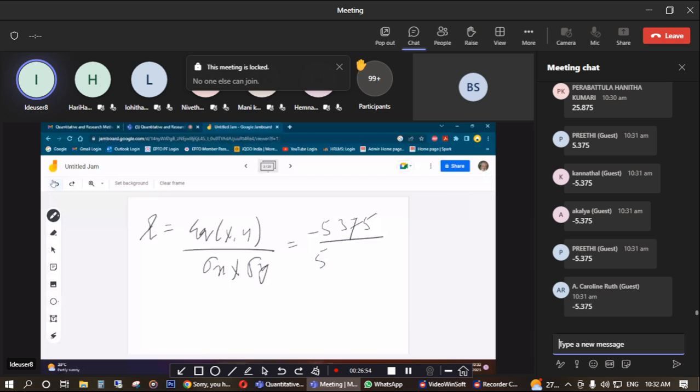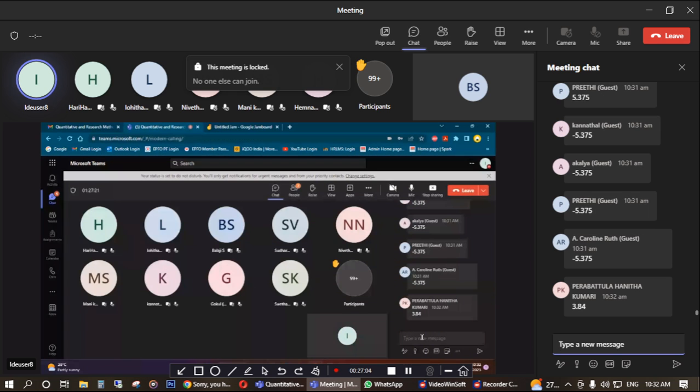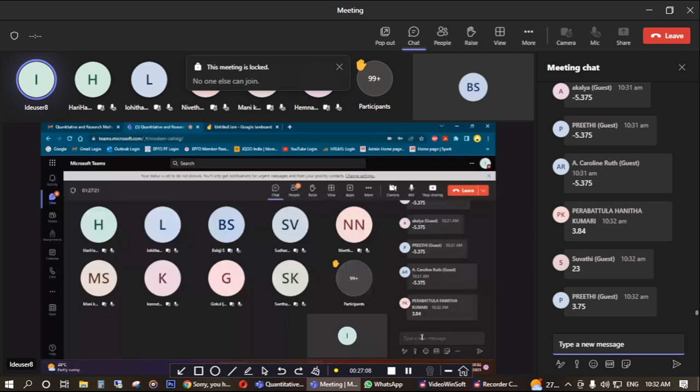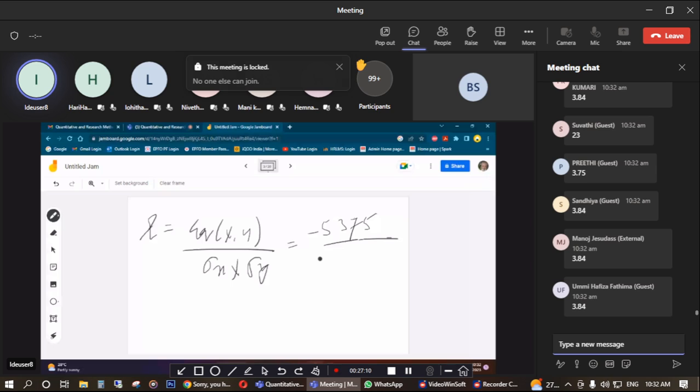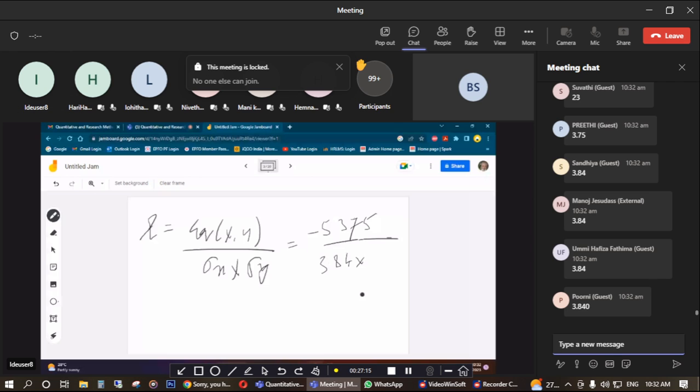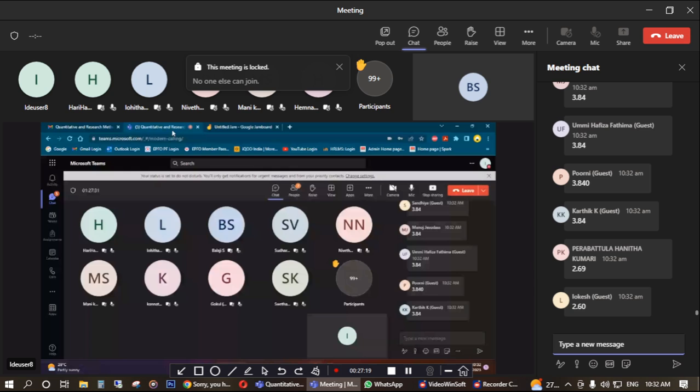What is the value for sigma x we got? What is the formula for sigma x? Sigma x, please. 3.84, thank you. Multiplied by sigma y. What is sigma y? 2.69, thank you.